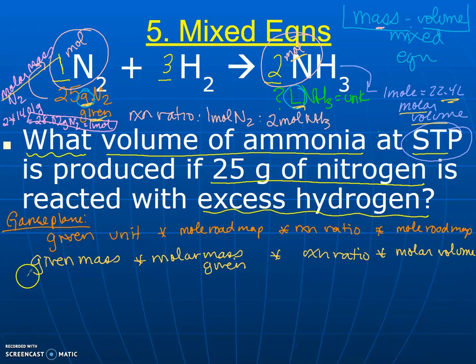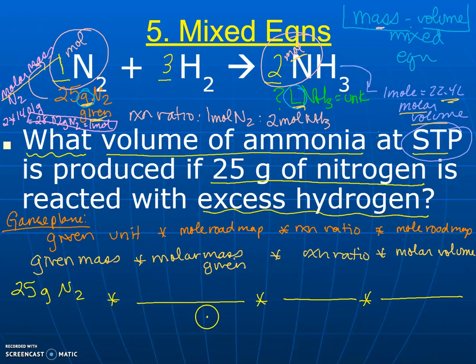Okay, so first, our given 25 grams of N2. Then make sure that you have your 3 conversions multiplied out and ready to go. If I want to get rid of grams, I put grams of N2 on the bottom, and I looked it up. It is 28.02 grams of N2. And now that cancels out grams of N2.